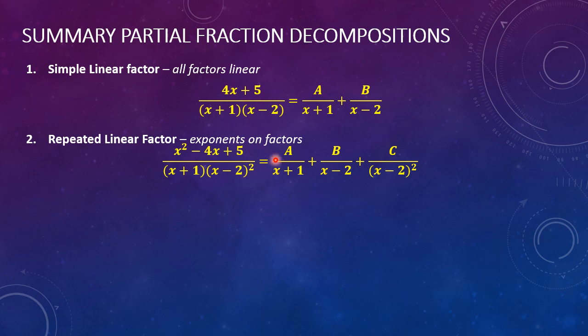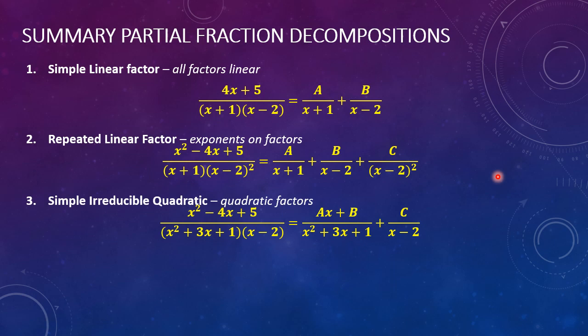And remember that when we have repeated factors, we have to include all exponents starting at 1 all the way up to the exponent that's actually in the denominator. So here we'd have a over x plus 1 plus b over x minus 2 to the 1 exponent, and then plus c over x minus 2 squared. If this was cubed, then we'd have another one here, plus d over x minus 2 cubed.